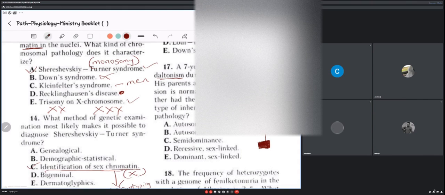So, okay, the question says the parents are healthy. So I'm shading half. Healthy doesn't mean the person doesn't have it at all. The person can be a carrier but still appear healthy. That's why I'm shading half.